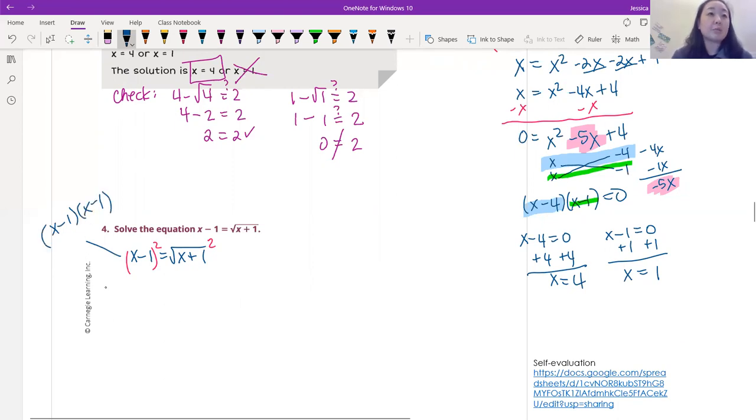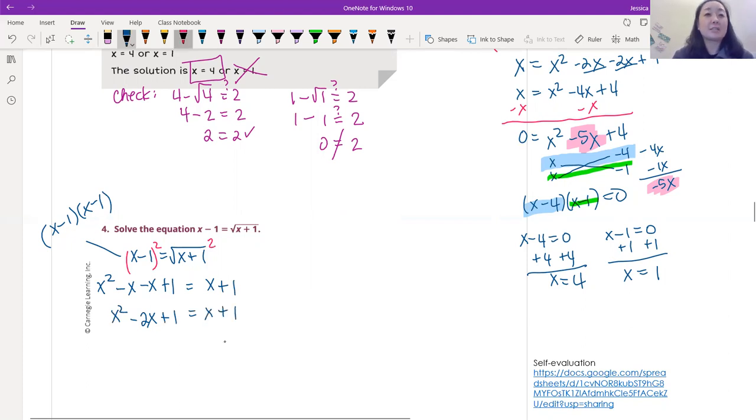So this is going to be x squared. And then x times negative 1, which is negative 1x. And then negative 1 times x is going to be negative 1x. And negative 1 times negative 1 is positive 1. And on this side, the square root and the square cancel out. So all we have left is x plus 1. This is going to simplify the left-hand side. So x squared minus 2x plus 1 is equal to x plus 1.